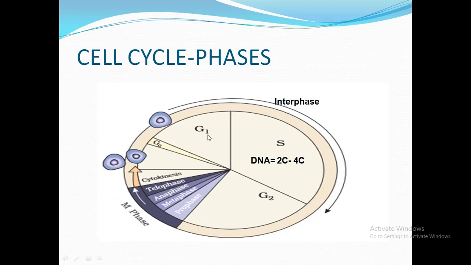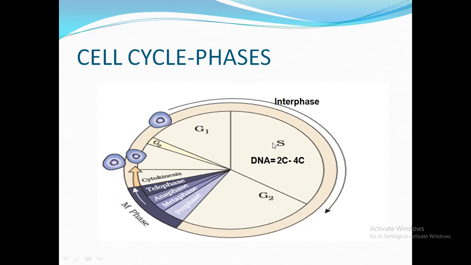Now in G1 phase, most of the cell organelles are duplicated, and certain proteins which are required for the next phase, that is S phase, are synthesized in G1 phase. Here G refers to gap. This is gap 1 phase, this is gap 2 phase. So in gap 1 phase most of the cell organelles become double. The cell grows in size, and also the proteins which are required for the next phase, that is S phase, are produced during G1 phase.